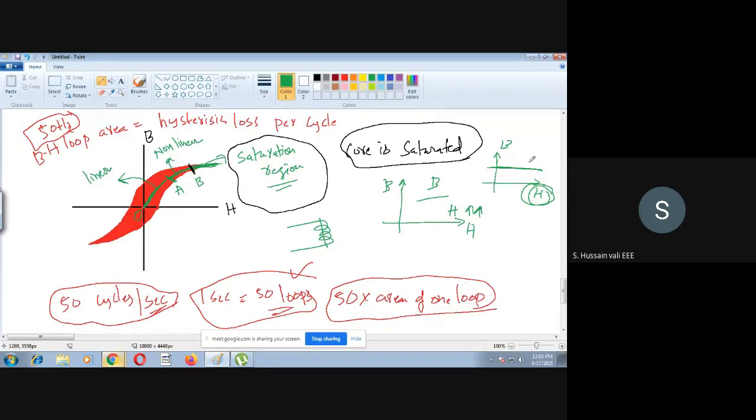One problem you will face; let me recall what B is. B you can write in terms of phi, whereas H you can write in terms of MMF, and MMF is nothing but N into I. H is Ni by L, whereas B is phi by A. So on the y axis you have phi, on the x axis you have I. The BH graph is the relationship between flux and current.